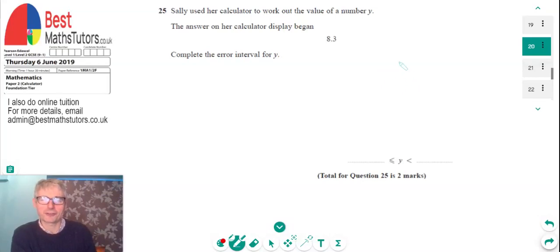I'm continuing to go through the Edexcel Foundation tier paper from 2019. This is paper 2 and we're on question 25.